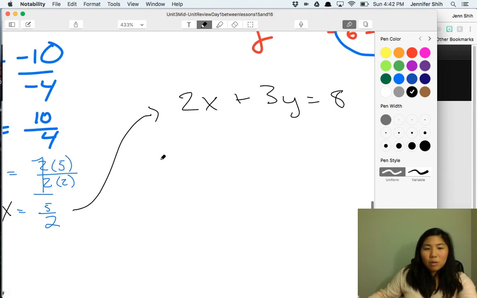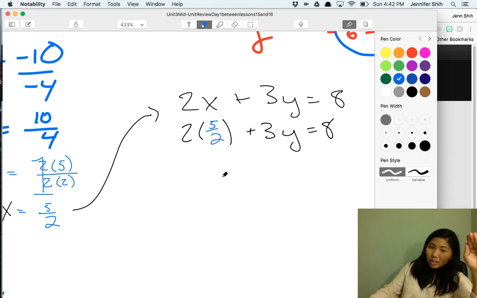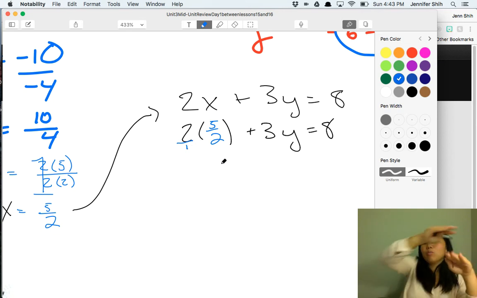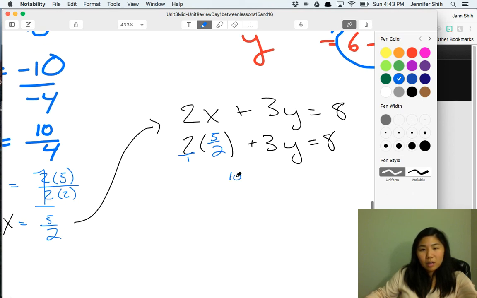So instead of x, I'm just going to write parentheses, and we're about to solve for y. I'm going to plug in 5 over 2. Now, when you get to this, good mathematicians or just efficient scholars are already going to see that this is 2 over 1. And when you multiply fractions, you multiply the numerators, you multiply the denominators. There's no common denominator when you are multiplying. So 2 times 5, we're back to 10 over 2, and then plus 3y is equal to 8.